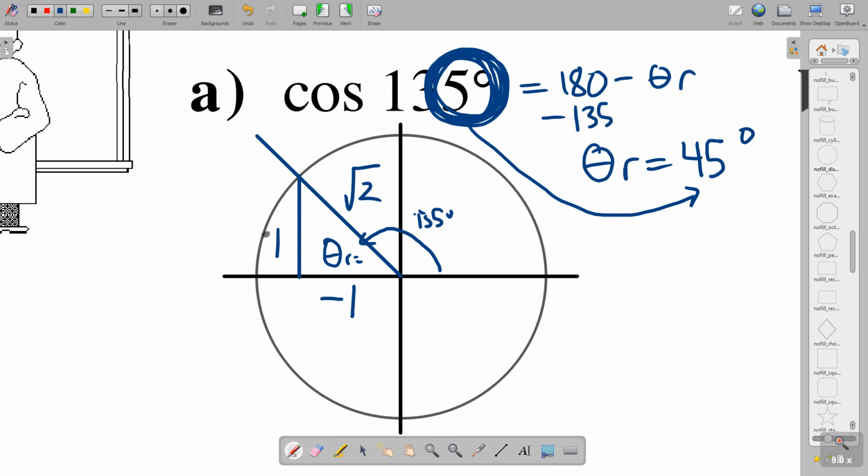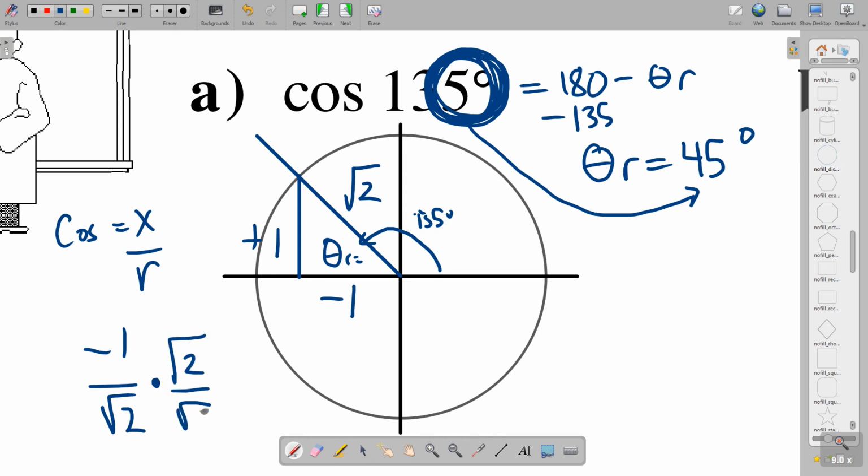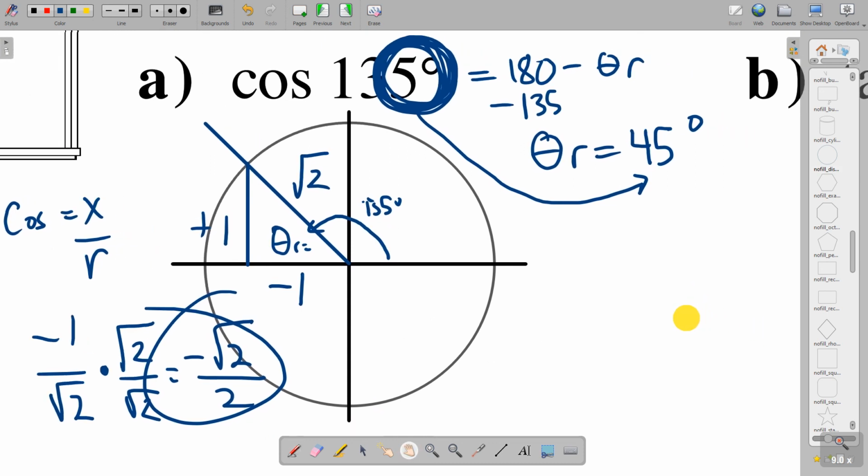This is negative. This is positive. Cosine, that's x down here. That's y. That's r. Cosine is equal to x over r. Negative 1 over root 2. The recommendation again, get rid of that root 2 by multiplying it by root 2, you're going to get negative root 2 over 2. Whoosh. Sliding across.